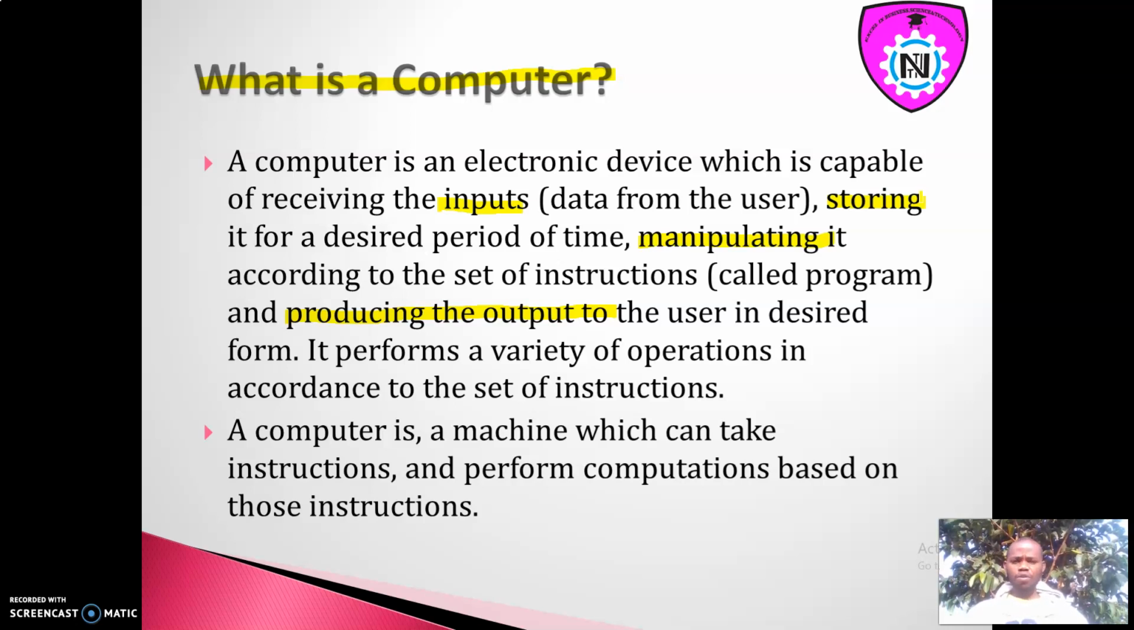Now, if you take an example of a document, the data that you input are the words that you are typing. For example, when I was doing this tutorial, when I was typing what a computer is, that was the input that I was putting in. That was the data, the raw data. Then I was able to store it for a desired period of time, and it's still stored up to now. I was able to manipulate it, that is adding different themes, playing around with the fonts, playing around with the images, and also producing an output.